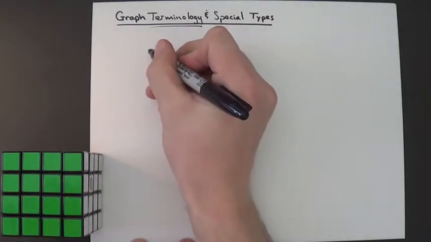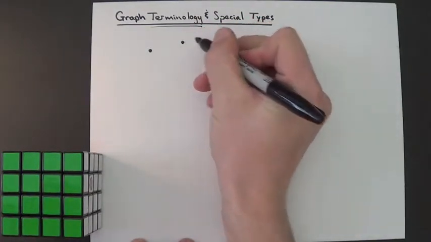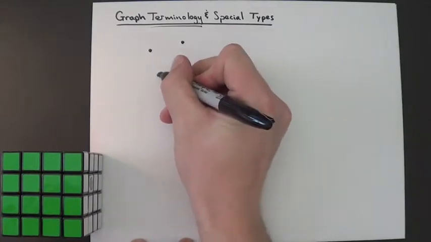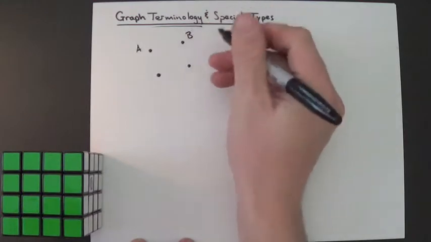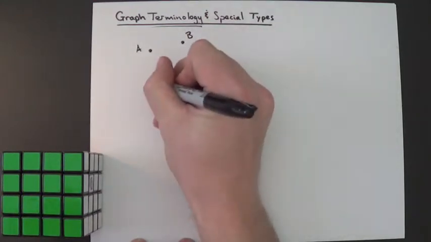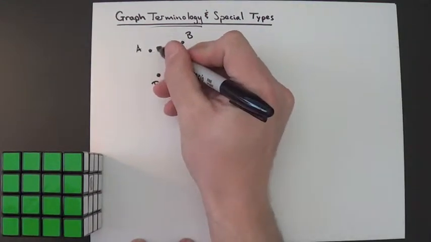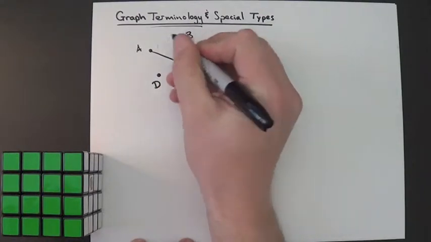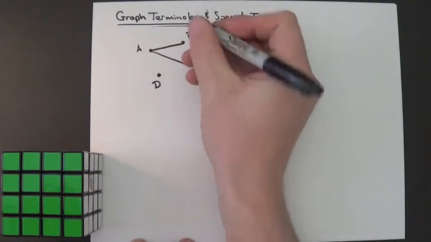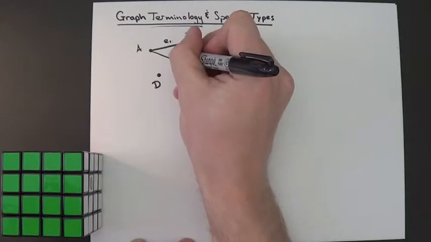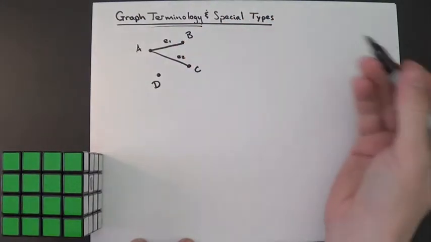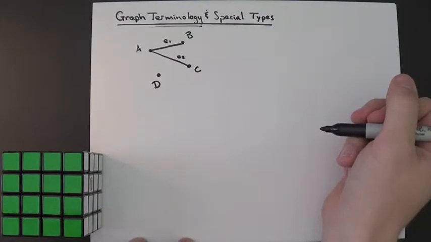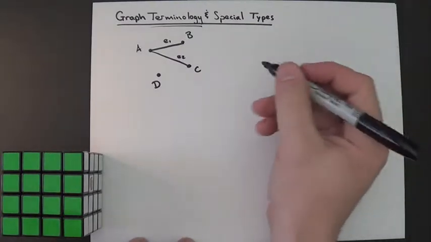First up, let me go ahead and get a graph here so we could talk about it. The same one we talked about previously, with A, B, C, and D connected in this manner by edges E1 and E2. So we've got a basic graph here.